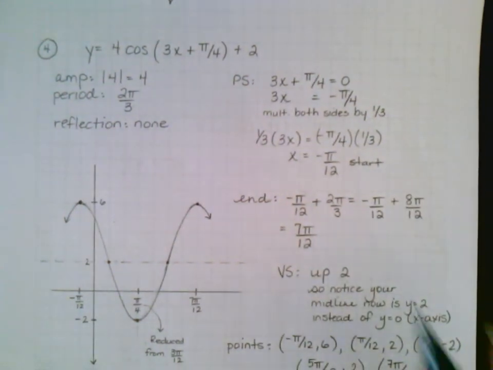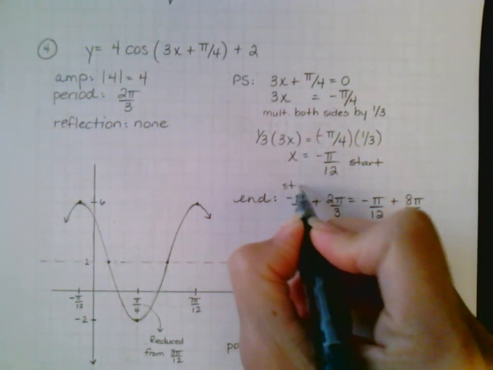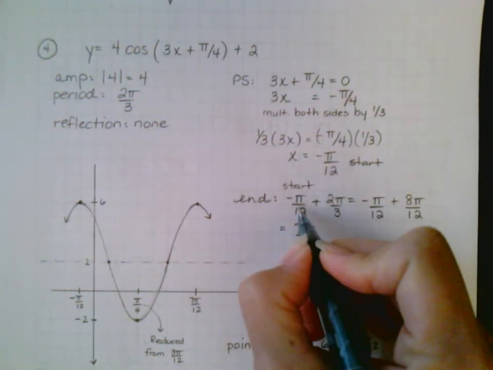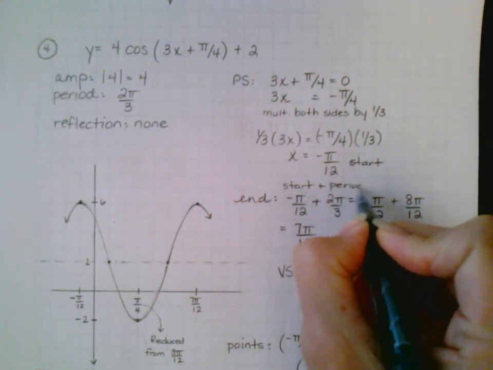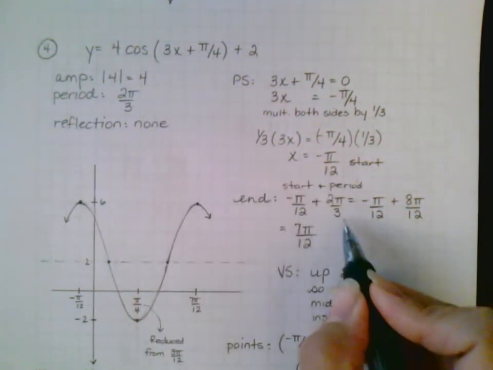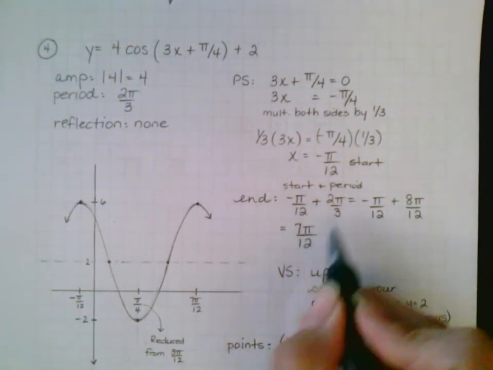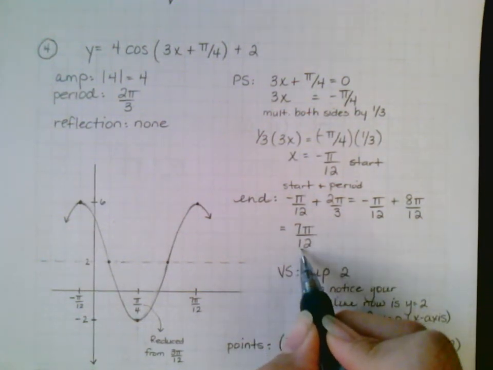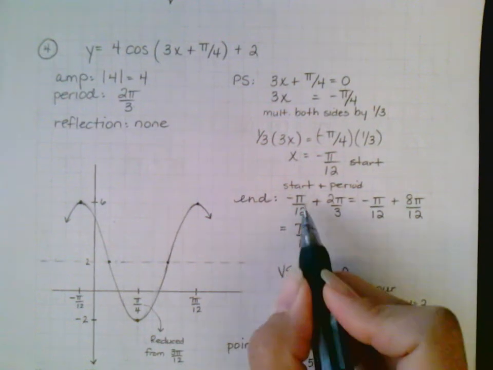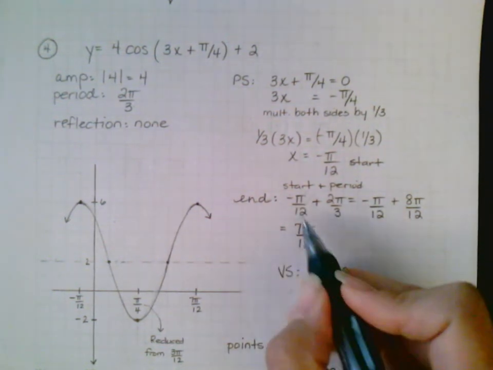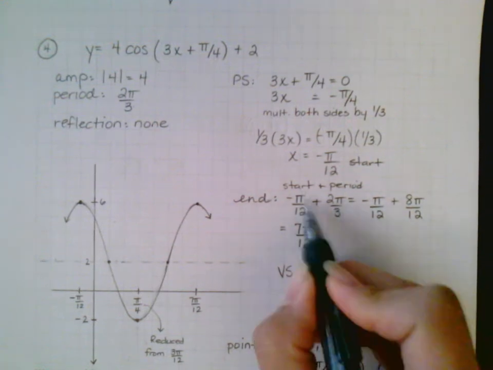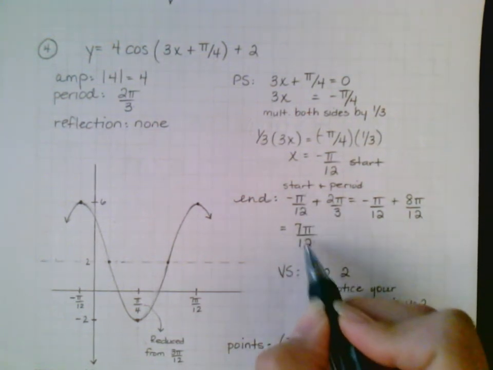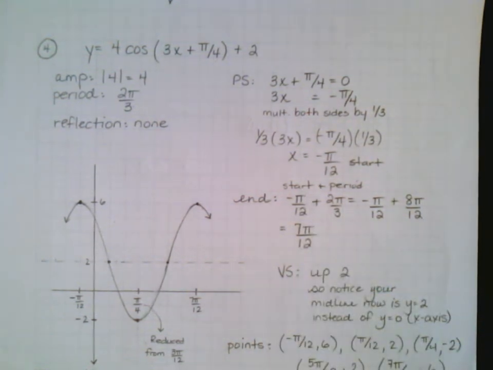Ending, again, nothing has changed. Take your starting point, negative pi over 12, plus the period, which you found out over here, 2 pi over 3. Add those to get 7 pi over 12. Again, you're getting common denominators. Again, you can use the calculator. Negative 1 over 12 plus 2/3. Treat pi as a variable. You'll get 7/12, and then just bring the pi down.